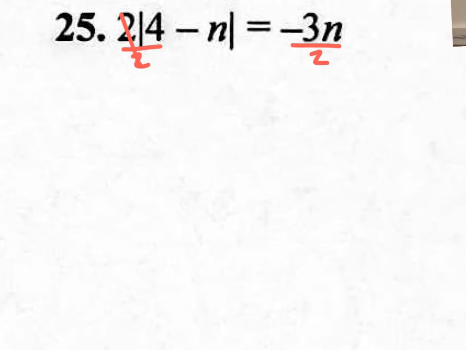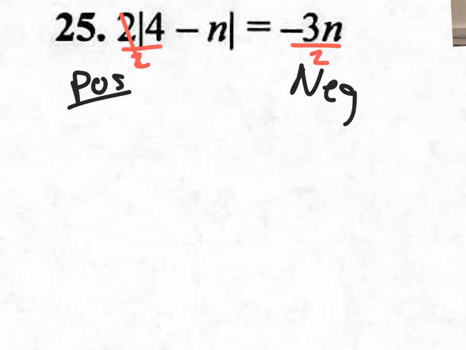So we want to set up a positive and negative situation. Pos, neg. So for the positive situation, we're going to rewrite it exactly the way it is without the absolute values. Now keep in mind we already got rid of the 2 right here, and right here we actually have a fraction. So I'm just going to rewrite the 4 minus n equals -3/2 n.